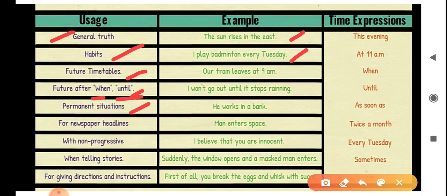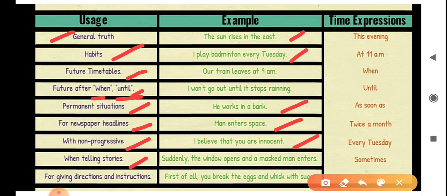Permanent situation. For permanent situations and permanent work, we use simple present tense. He works in a bank. For newspaper headlines, we use simple present tense. Man enters space. For non-progressive sentences, we use simple present tense. I believe that you are innocent.